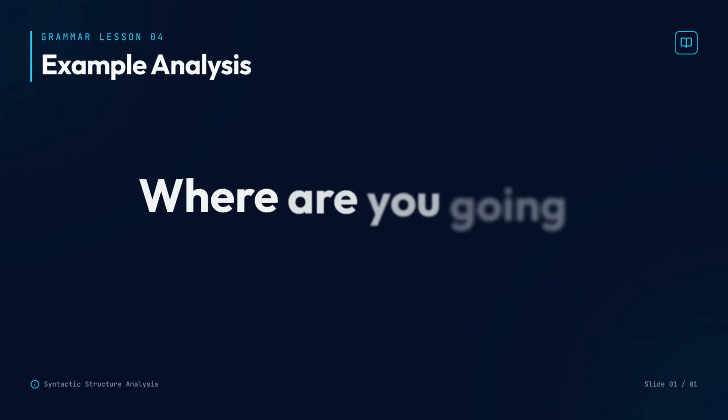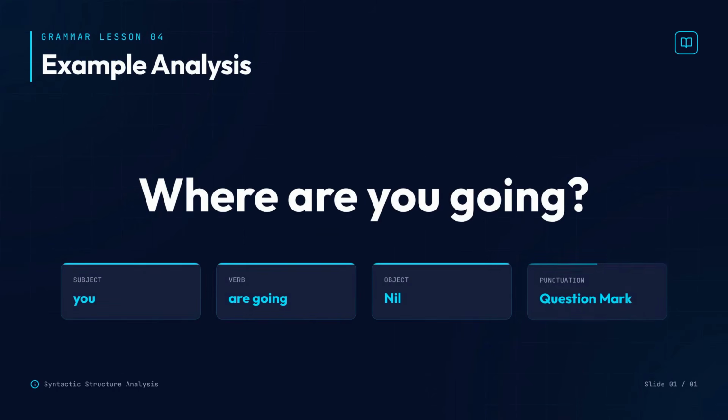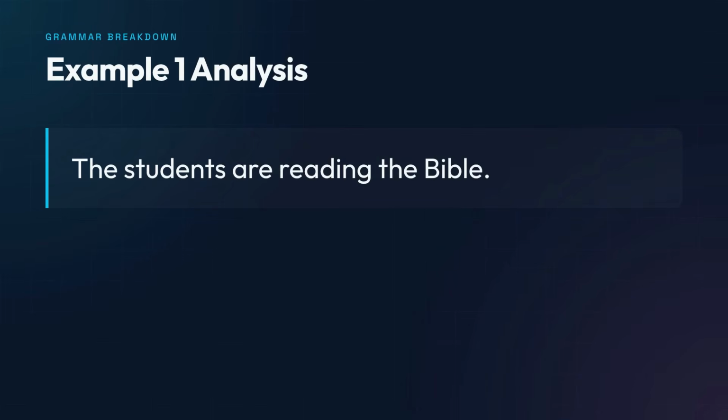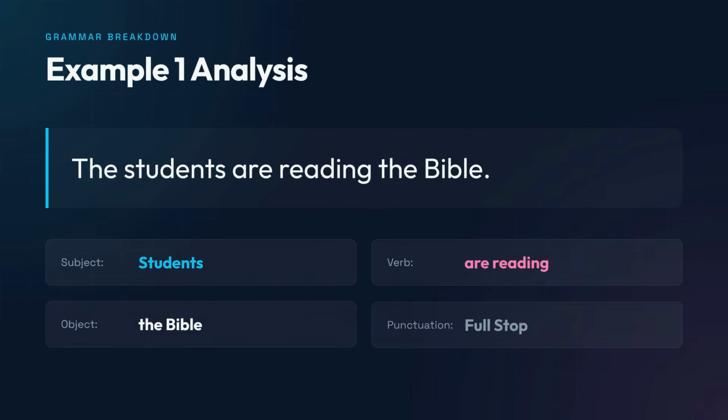Where are you going? Subject, you. Verb, are going. Object, nil. Ends with the correct punctuation mark, question mark. The students are reading the Bible. Subject, students. Verb, are reading. Object, the Bible. Ends with the correct punctuation mark, full stop.